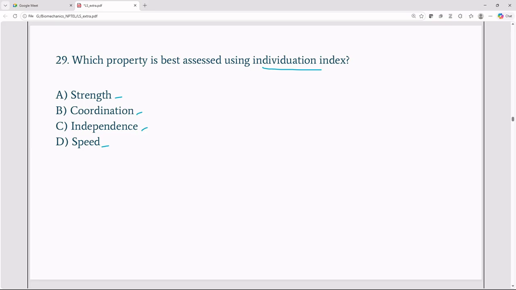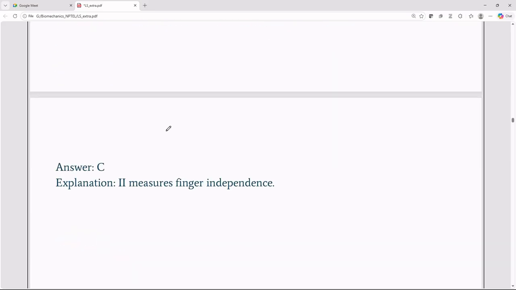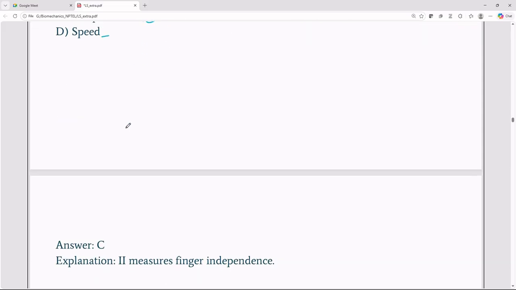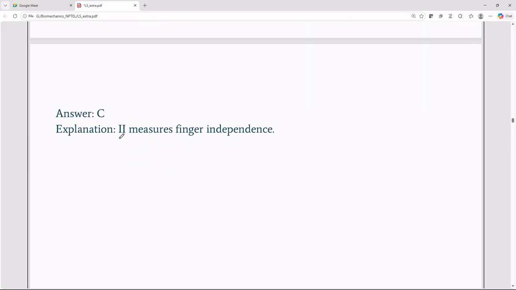So our correct answer is option C, independence. Individuation is pretty intuitive. The property assessed using the individuation index is independence of the fingers. The individuation index, written as II, measures finger independence.